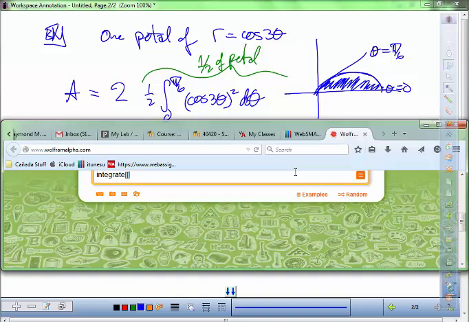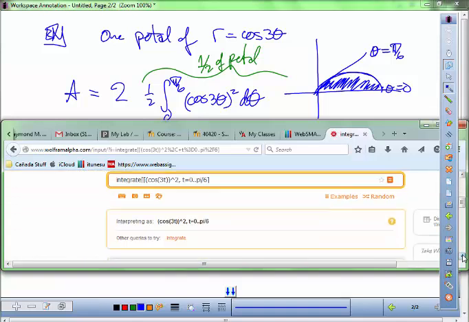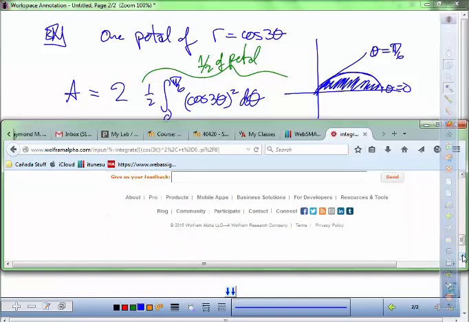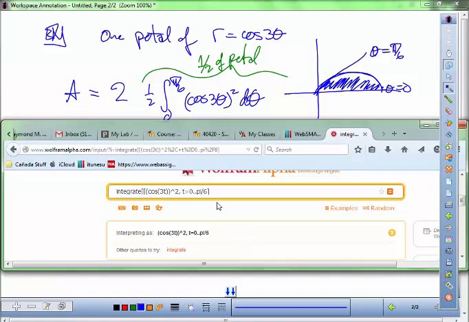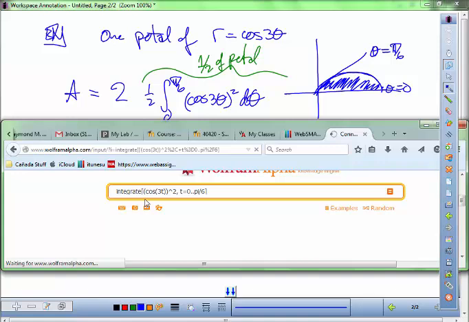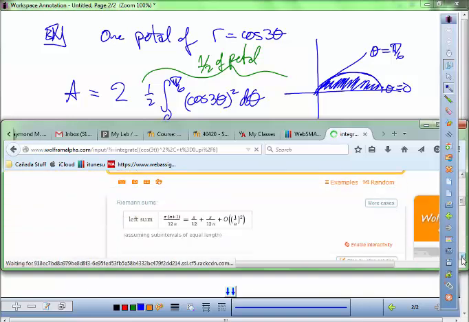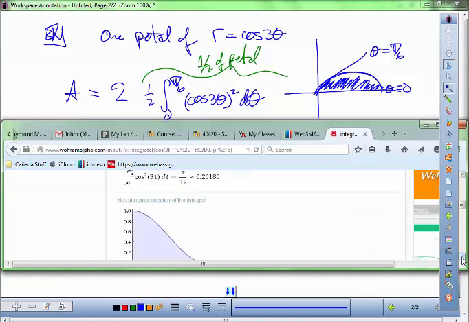So the 2 and the 1/2 go away. We got cosine 3 theta, and we want to square that. The result is pi over 12.